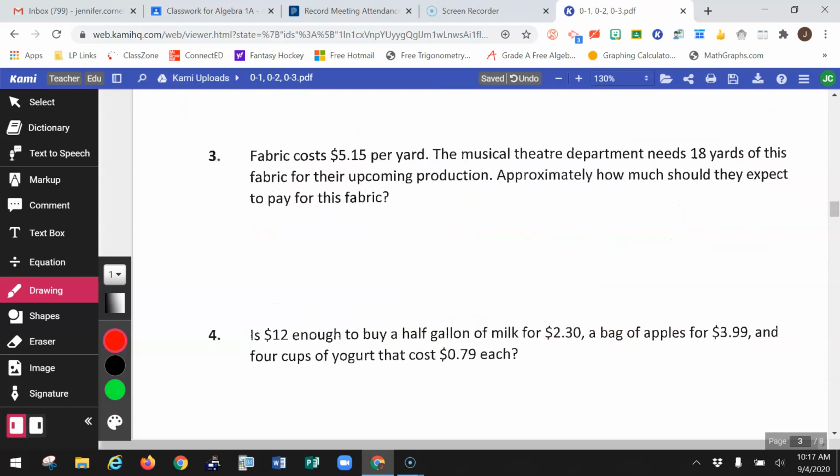Fabric costs $5.15 per yard. The musical theater department needs 18 yards of the fabric. How much should they expect to spend? Well, if we have 18 yards and it's $5.15 per yard, we're just going to go ahead and multiply. So it ends up costing $92.70.